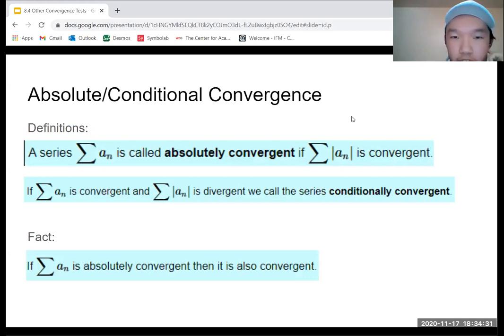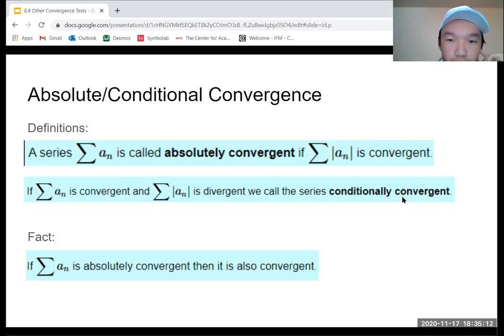Okay, so we have some definitions. So what are these definitions here? They are absolutely convergent and conditionally convergent. So let's read what these definitions are. So first one, a series is called absolutely convergent if when you take the absolute value, it is also convergent. And then if a series is convergent, and then when you take the absolute value, it's divergent, we call it conditionally convergent, okay? So do jot down those 2 conditions, or those 2 definitions.